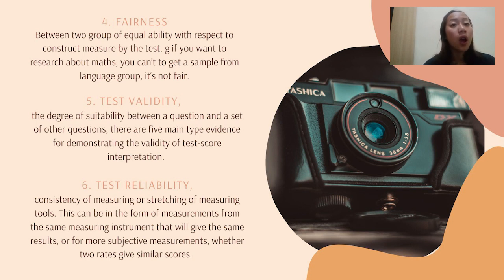The degree of suitability between a question and a set of other questions. There are five main types of evidence for demonstrating the validity of test score interpretation. The first is evidence from test content. This part refers to the relationship between content and the construct claimed to be measured. And then the second one is evidence from response process.